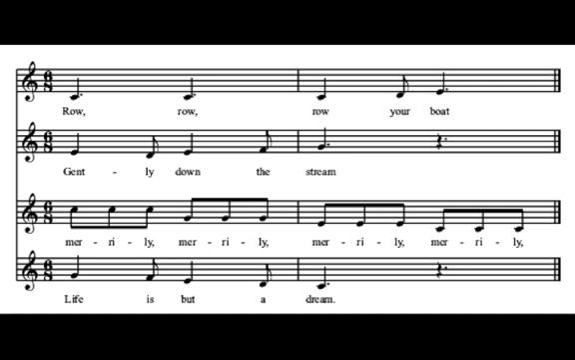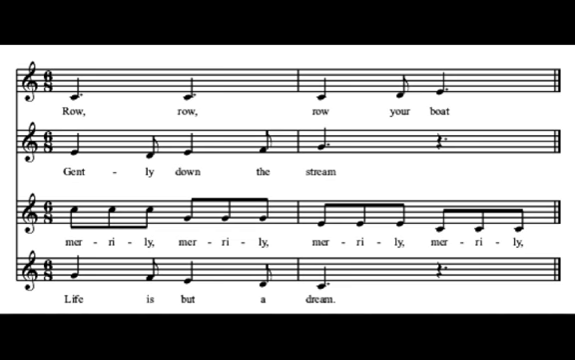So let's go through the 2 different ways to listen for meter. If we listen for how many beats there are, row, row, row your boat gently down the stream, you're probably going to come up with something like 2. 1, 2, 1, 2, 1, 2, 1, 2.